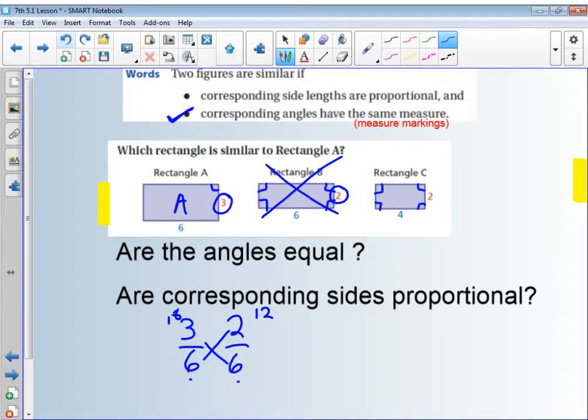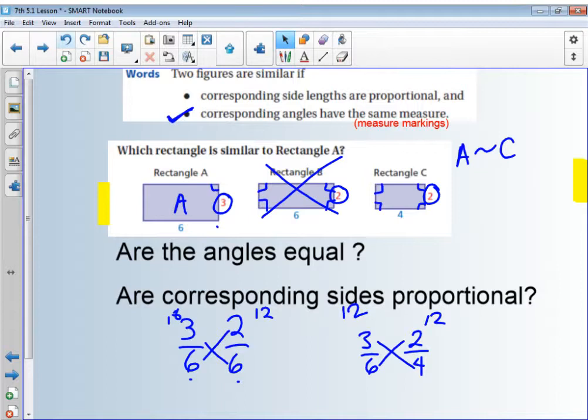So we'll just double check C. So we're going to still use our angle A information, which was 3/6 or 6/3, whatever you prefer. Wherever I had the 3, I have to put the 2/4. So now if I check, that is 12. That is 12. Those are proportional. We already said the angle measures are equal. So our answer to this would be A is similar to C. Okay, those are similar because they are proportional.